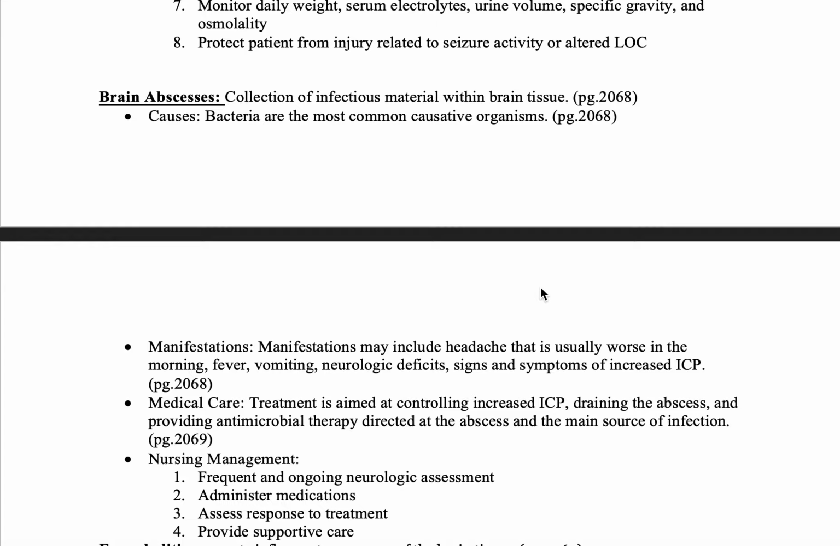Manifestations may include headache that is usually worse in the morning, fever, vomiting, neurological deficits, signs and symptoms of increased cranial pressure. And all that is found on page 2068.